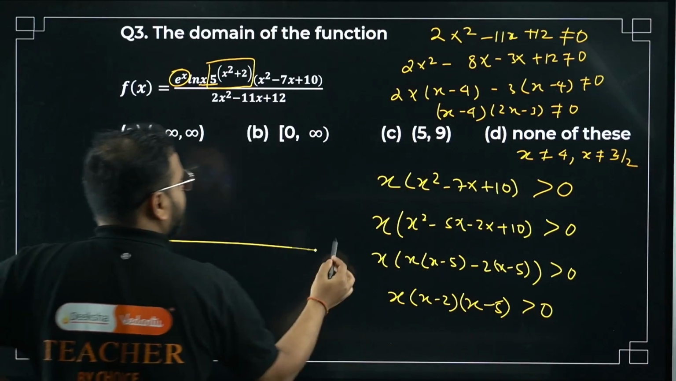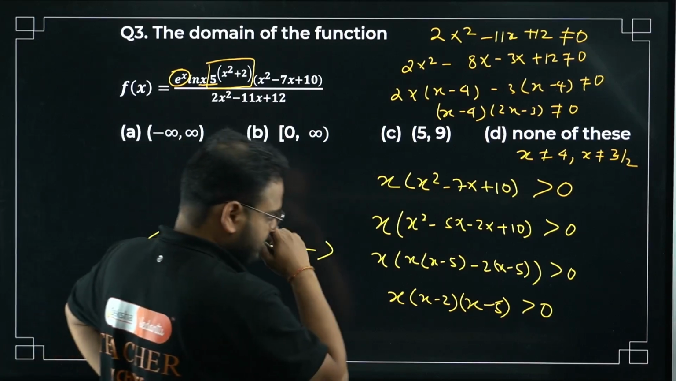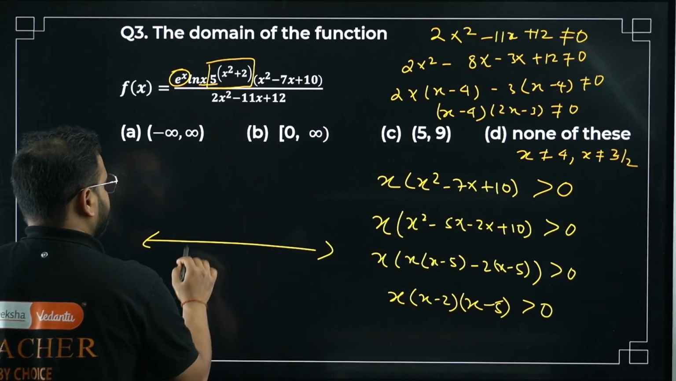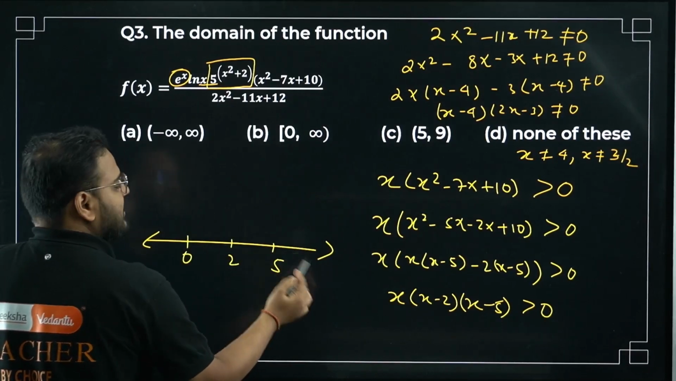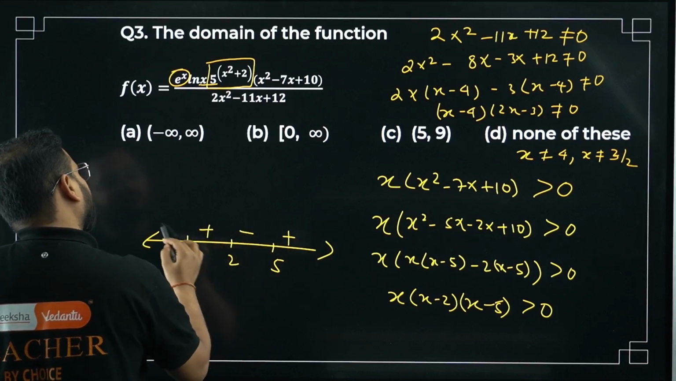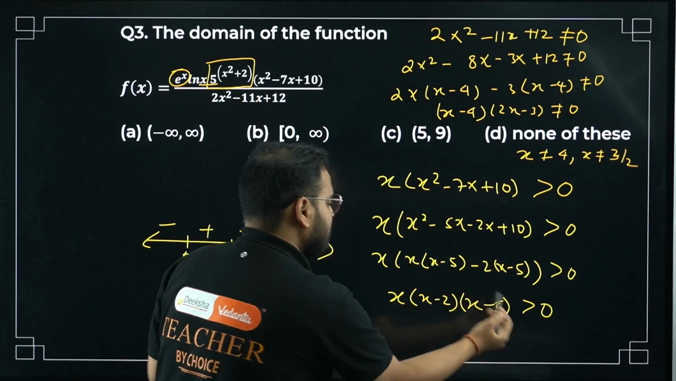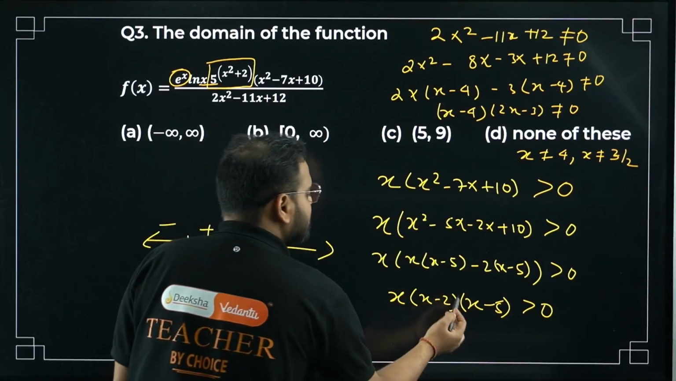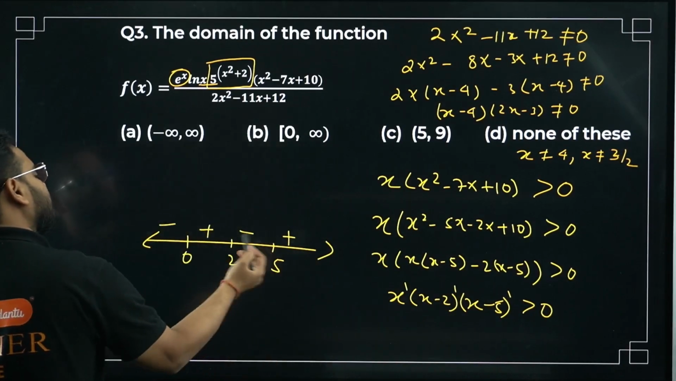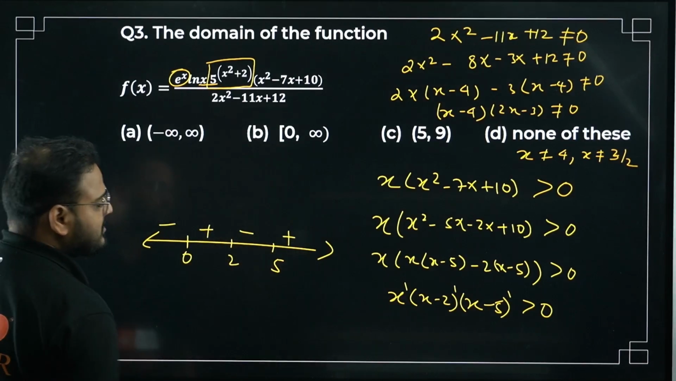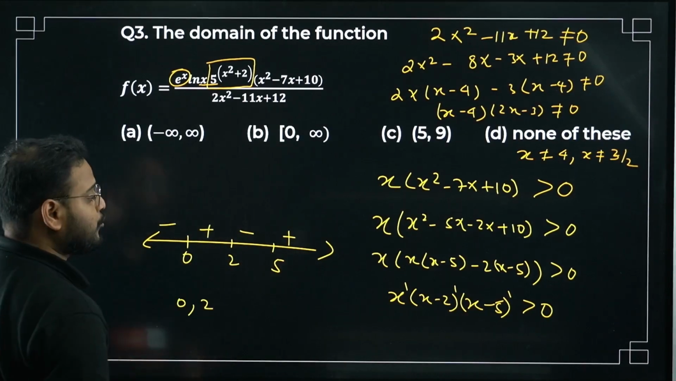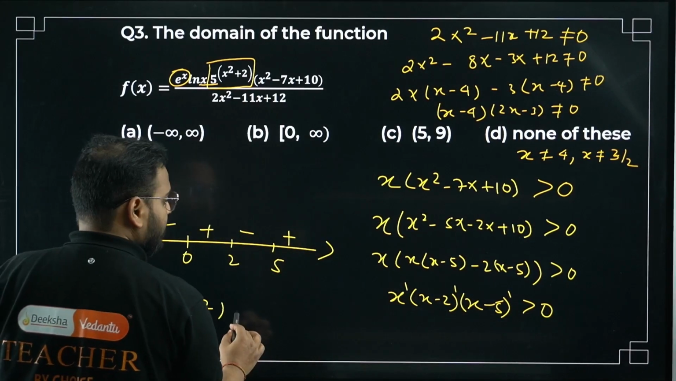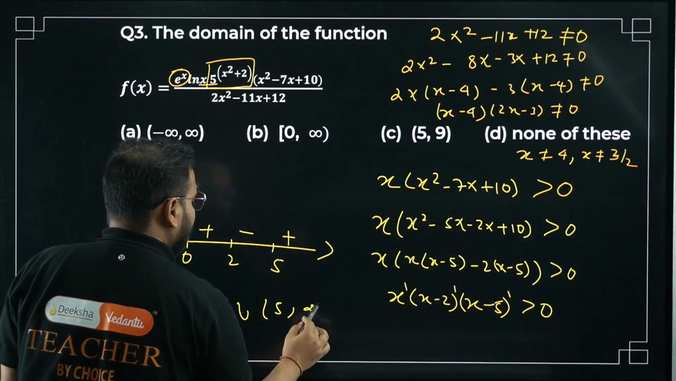I can plot this using the wavy curve method. Check this out, I have the numbers 0, 2 and 5. Start from positive here, then comes negative, positive and negative. The sign of this entire expression is positive, and we're looking for the positive sign, so we'll choose the positive parts. Everything is coming only once, so we have the sign change at every place. What is the domain for positive? 0 to 2 open, we don't have closed over here, union 5 to infinity.